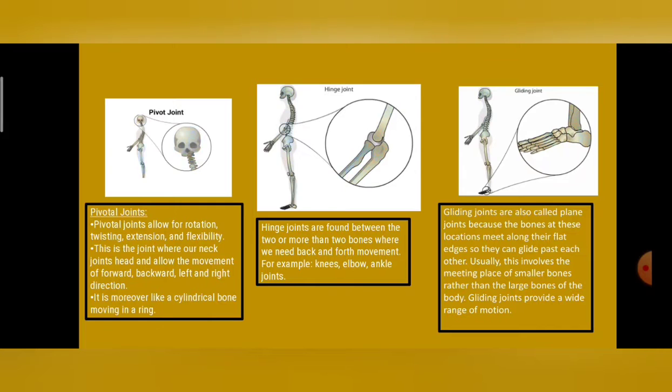And 3. Gliding joints. Gliding joints are called plane joints because the bones at this location meet along their flat edges so they can glide past each other. Usually this involves the meeting place of smaller bones rather than the large bones of the body. Gliding joints provide a wide range of motion.